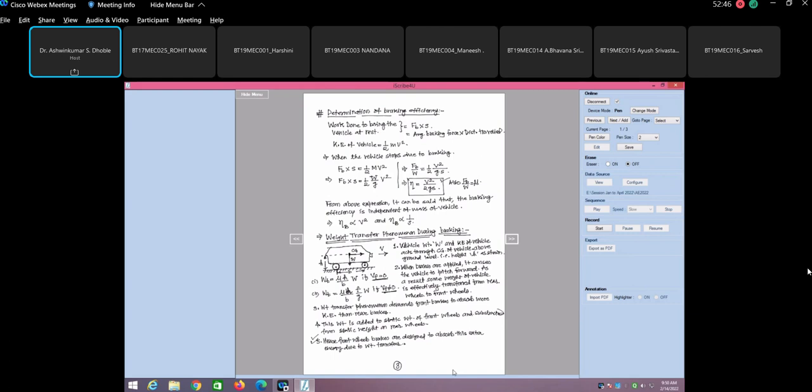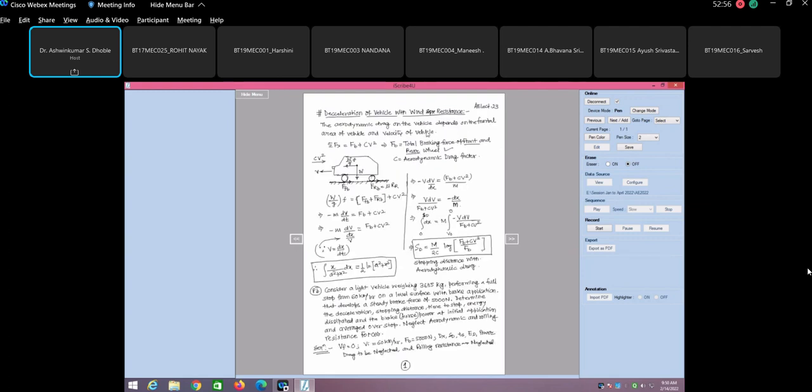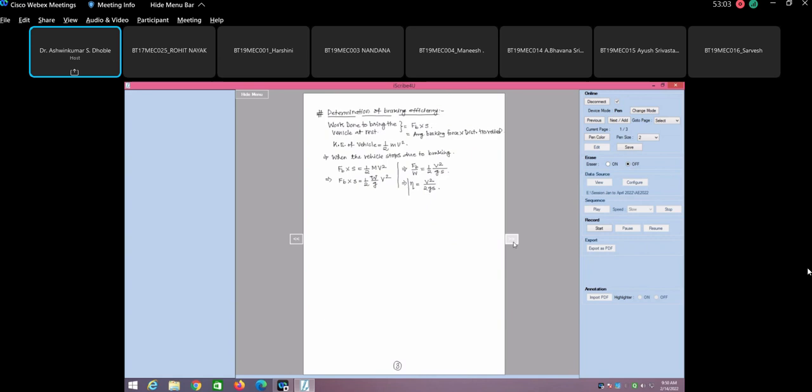We have seen the determination of braking efficiency. We have solved one numerical as well, and we have derived the expression for deceleration with the wind resistance. So if you have any doubt, please do ask. Otherwise, we'll stop here for today.